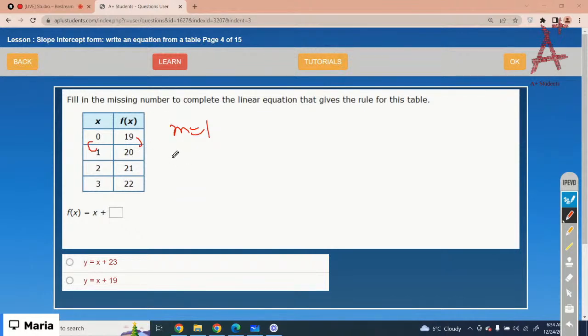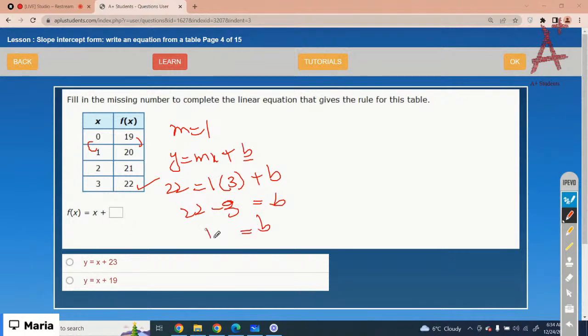Now you can find the point. You have to find the value of b. So you can use any point. Let me use this one. Y is 22, m is 1, x is 3 plus b. Then b equals 22 minus 3. Got it? It would be 19. So the equation is y equals 1x plus b, where b is 19. That is y equals x plus 19.